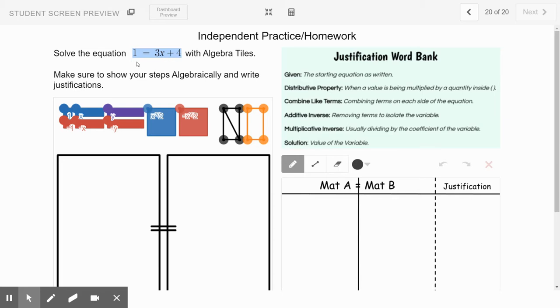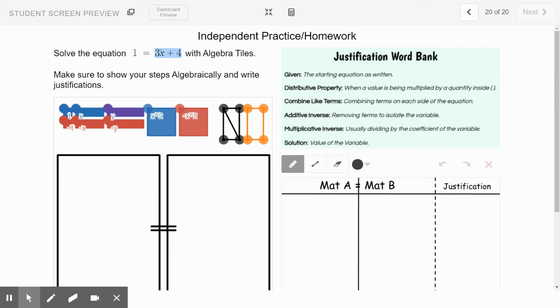Well, I know what 1 is. I know that 3 is the coefficient of the variable x, and I know I've got this plus 4 here. But what I'm trying to find is the value of that x. What is that x equal to? What value of x would make it true that mat A, this one, equals 3x plus 4? Remember, that's the whole point of the solution to an equation. It tells us what is the value of the unknown such that both sides are equal.